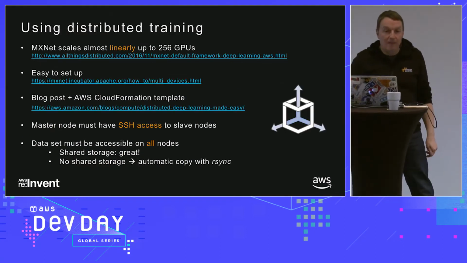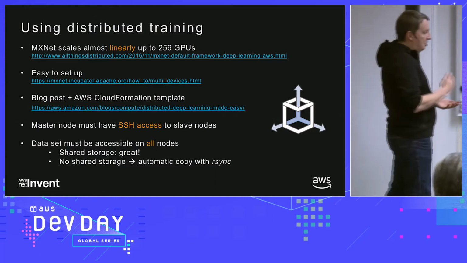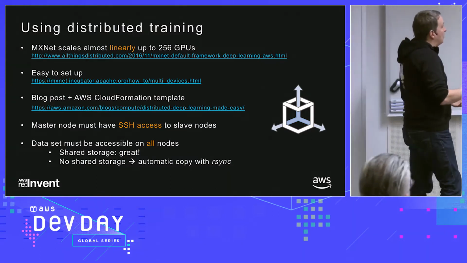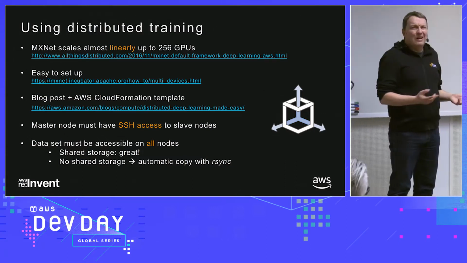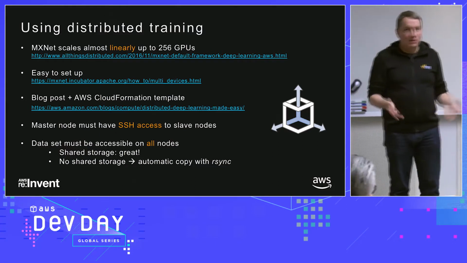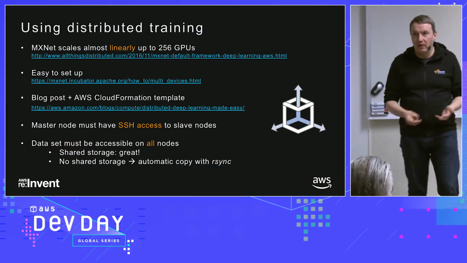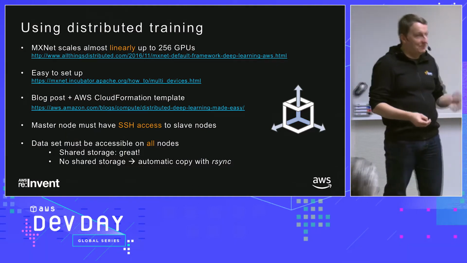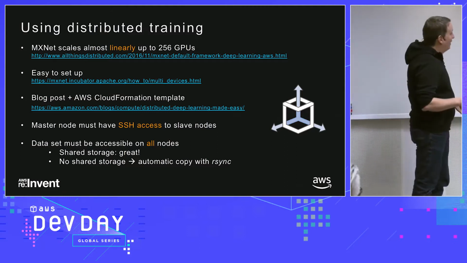Distributed training. So I told you this morning, MXNet scales very well. It scales almost linearly up to 256 GPUs. So how do you get to 256 GPUs? Well, you use 16 instances with 16 GPUs and you throw them at the same data set, right? It's an expensive demo, don't try it. Again, I'm not paying my bills.